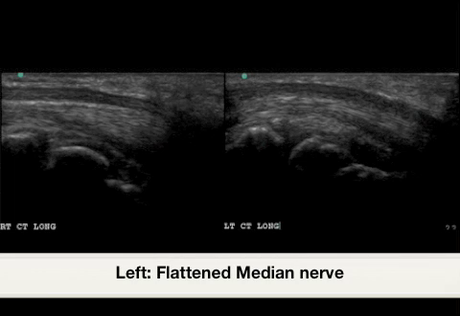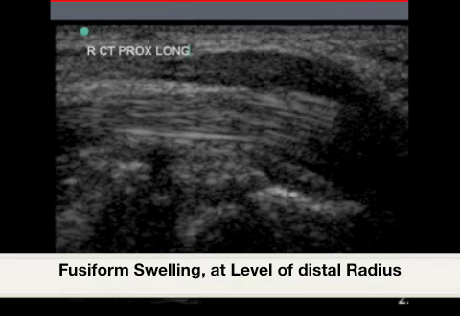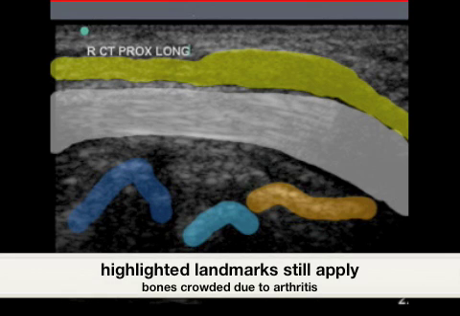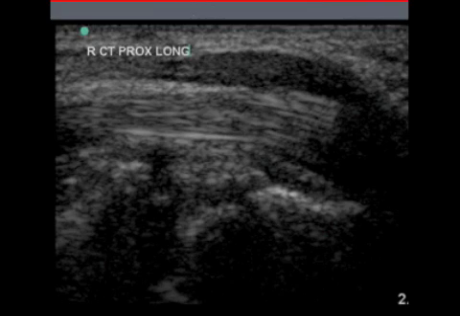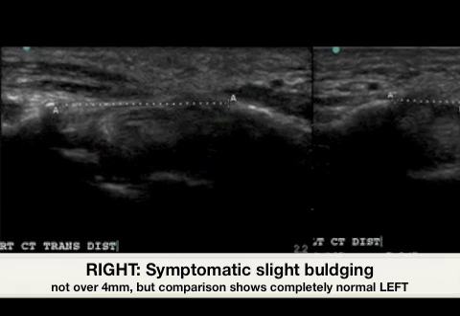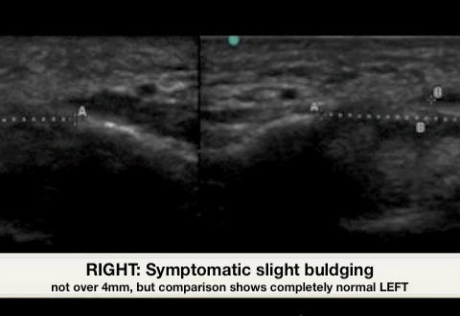The image on the left shows a characteristic flattening of the median nerve. In this image, there is a fusiform swelling or bulging just proximal to the carpal tunnel. Although not quite 4 millimeters, there is slight bulging to the symptomatic side in this wrist, where the asymptomatic side stays completely beneath the carpal tunnel level.